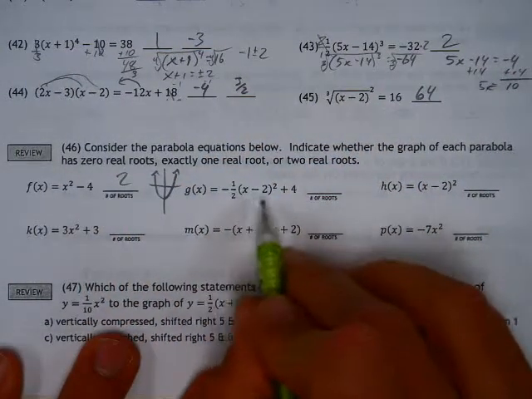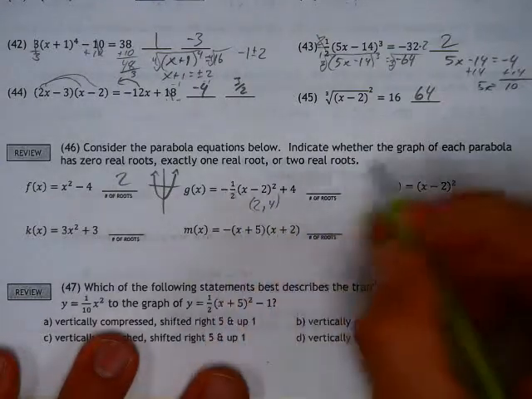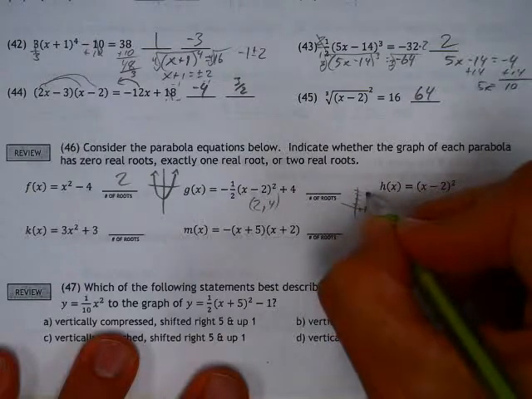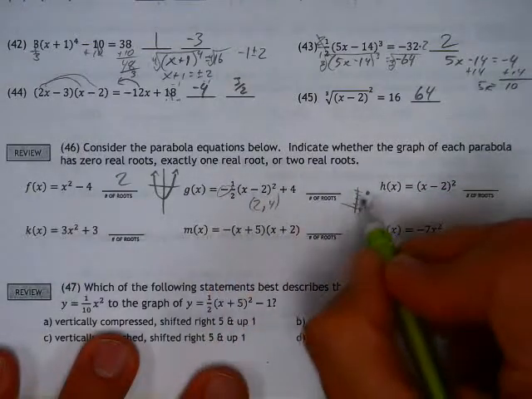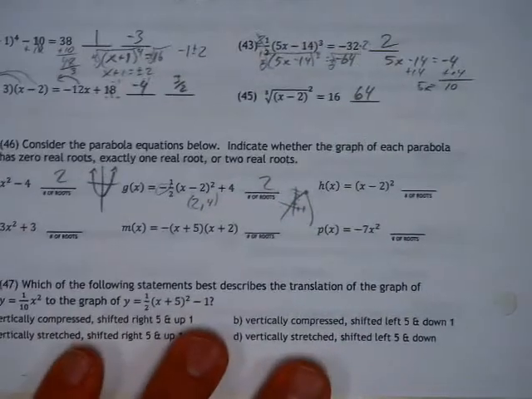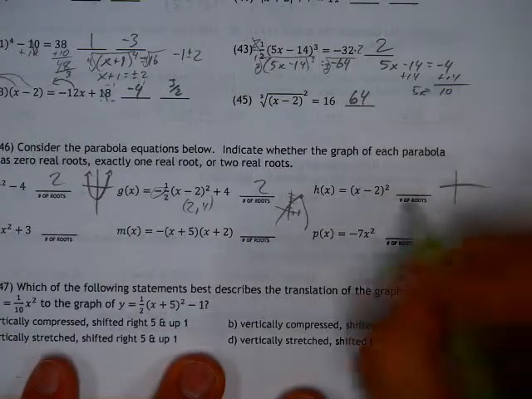This one here has a vertex at 2, 4, but then it's flipped upside down. So over 2 and up 4 has a vertex there. The fact that it's upside down means it's going to have 2 roots as well. So it doesn't require much space or much work to do this.